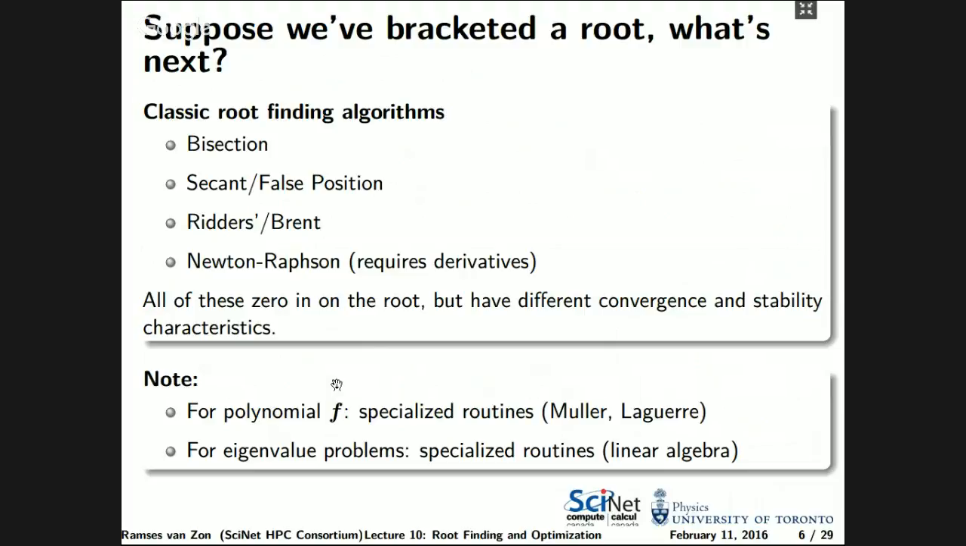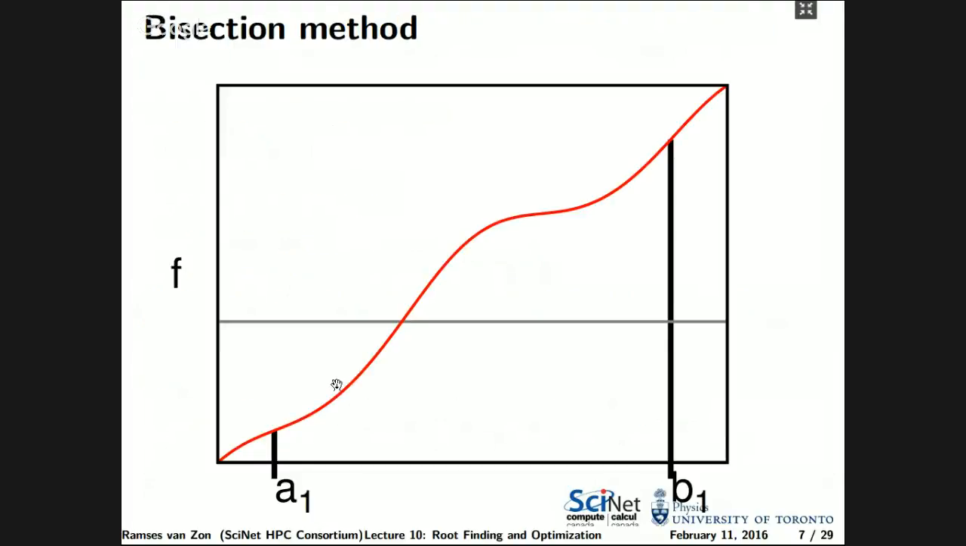There are some specialized routines that I won't go into if f is a polynomial, or if the equation you're trying to solve might be an eigenvalue equation. For that, you don't want to use these general solutions. There are specialized routines that can use linear algebra properties that are much better at finding eigenvalues than doing this, even though the eigenvalue equation would in principle be solved by this. You don't do that. Okay?